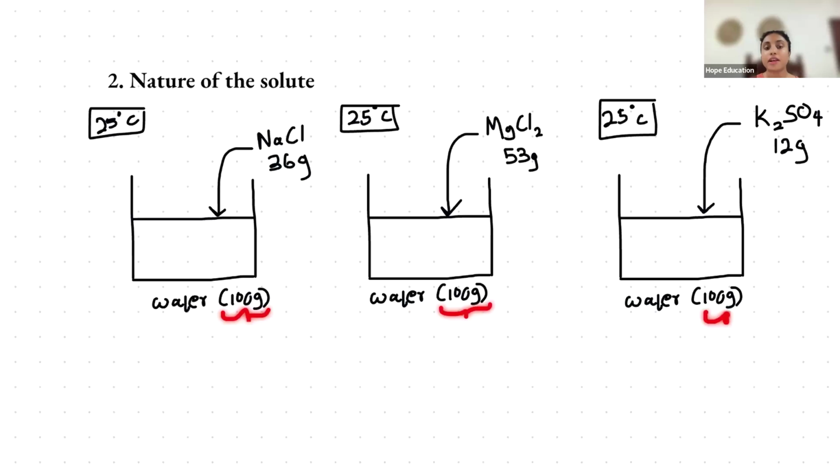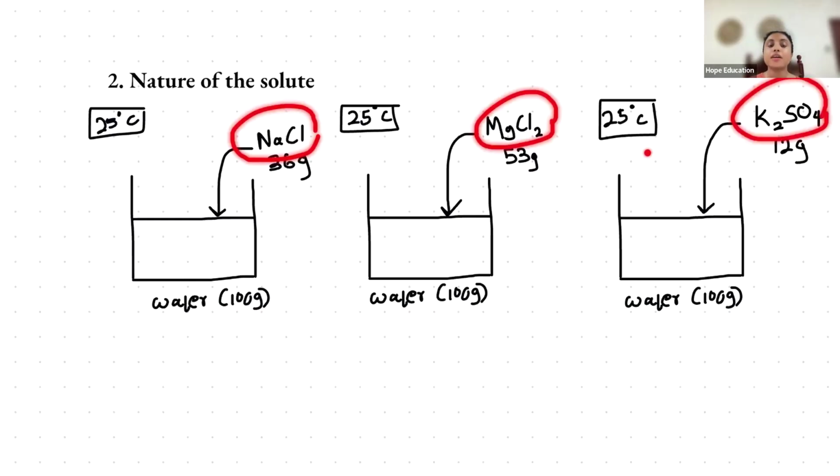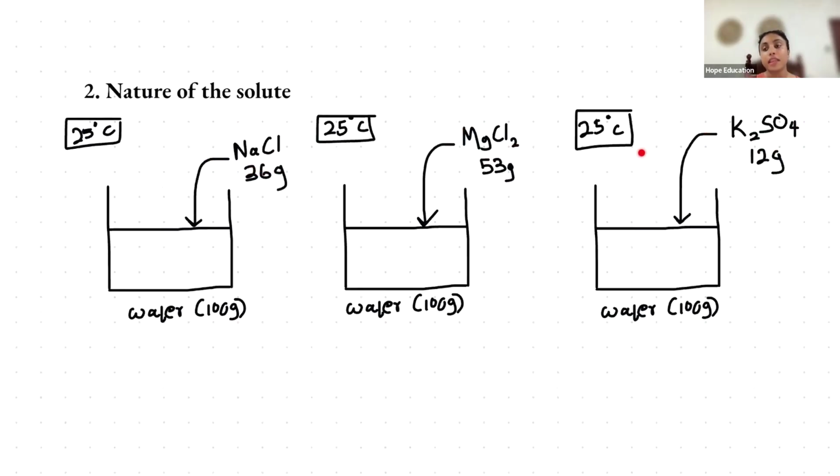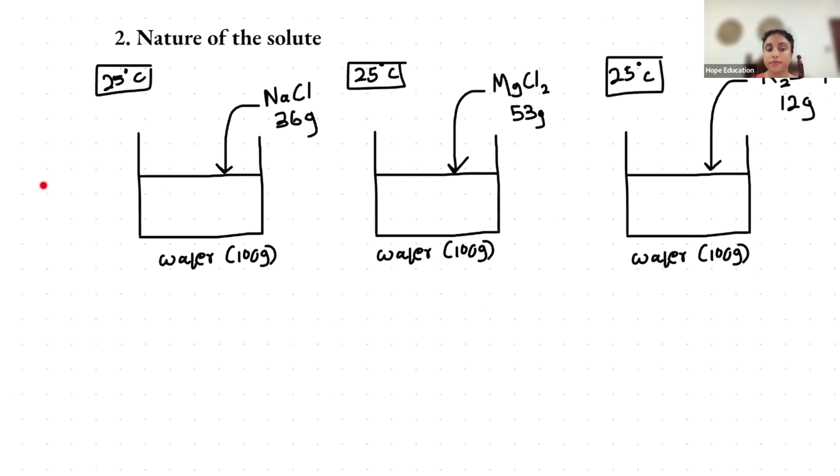What is different here is the solute, right? Here the solute is NaCl, here MgCl2, here potassium sulfate. Because the solute was different in the three instances, and everything else was constant, only the solute was different. Therefore, solubility is different in the three instances. Is that clear? Give me a thumbs up before we start to write.